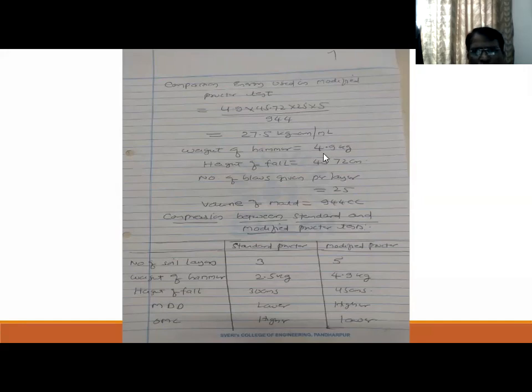Okay, so all these things you know. From this you will find the compactive effort. It is 27.5. Please compare this with the standard one. And remember, from modified you are definitely going to get better results. Got it? So this completes the laboratory method of compaction. Now the only things left are field compaction and problems.